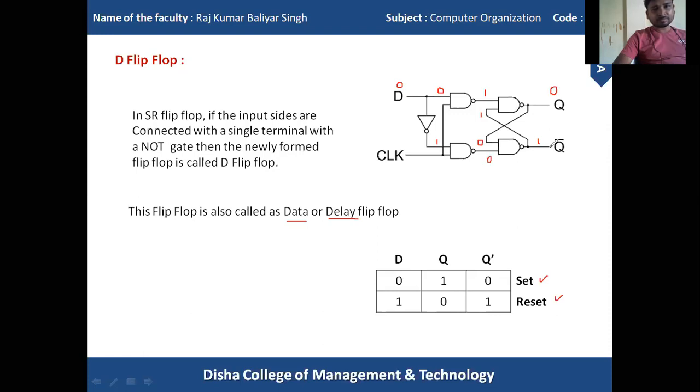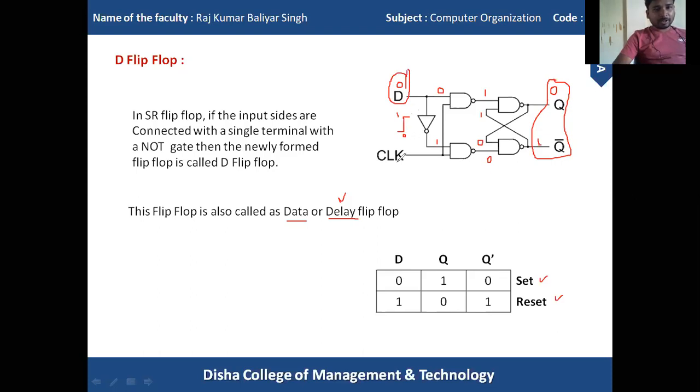Clear? At that time the clock is high, the clock value goes from 0 to 1. If you are not changing the input value at the input side, these two values remain at the output side. The output side is not changing. So that means it will delay. How much time will it delay? Until we provide a new value at the input side. Clear?